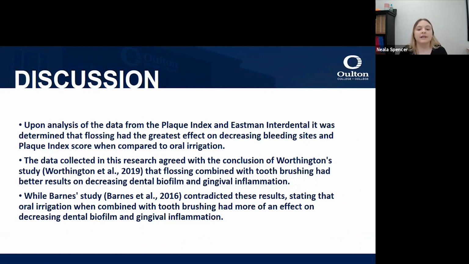So upon analysis of the data from the plaque index and Eastman interdental, we determined that flossing had the greatest effect on decreasing bleeding scores and the plaque index score when compared to oral irrigation. The data collected in the research agreed with the conclusion of Worthington's study that flossing combined with toothbrushing had the better results on decreasing dental biofilm and gingival inflammation, while Barnes' study contradicted these results, stating that oral irrigation, when combined with toothbrushing, had more of an effect on decreasing dental biofilm and gingival inflammation.